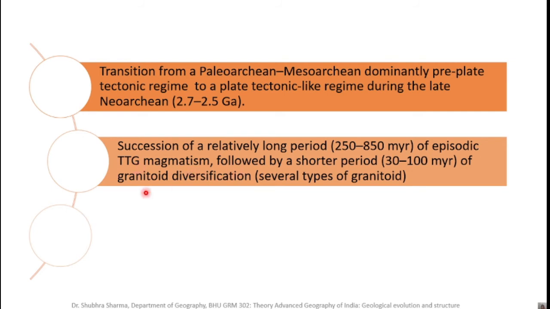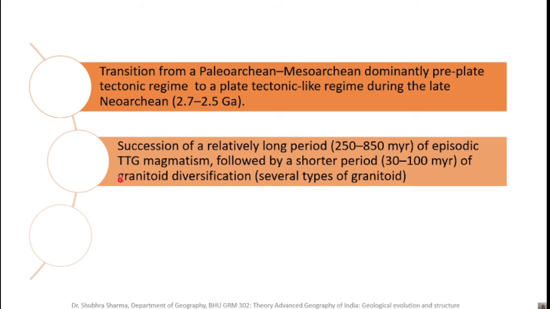And thereafter, the granitoid diversification, where we saw different types of granites in that colored diagram, happened in a relatively younger phase and also a shorter period. So between 30 to 100 million years. In about 70 million years, we infer that there was granitoid diversification. Several types of granitoid were formed.